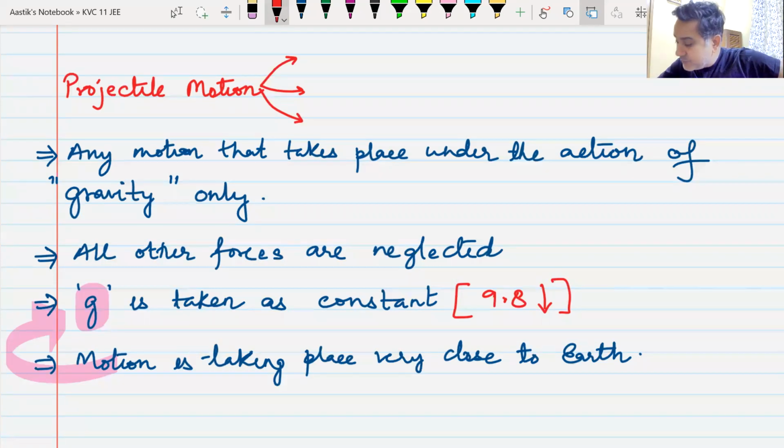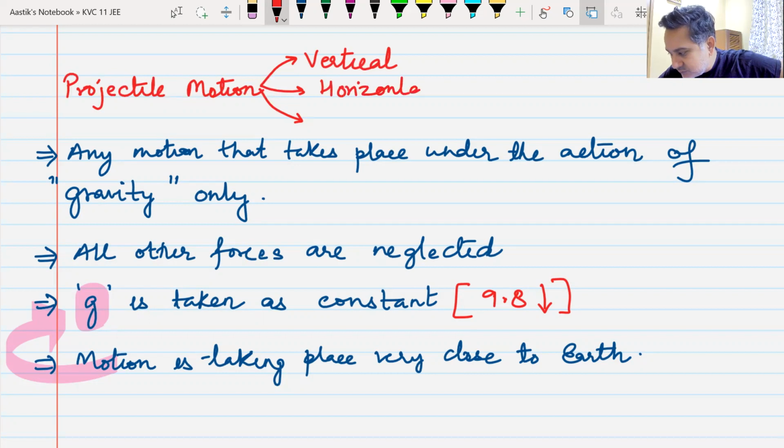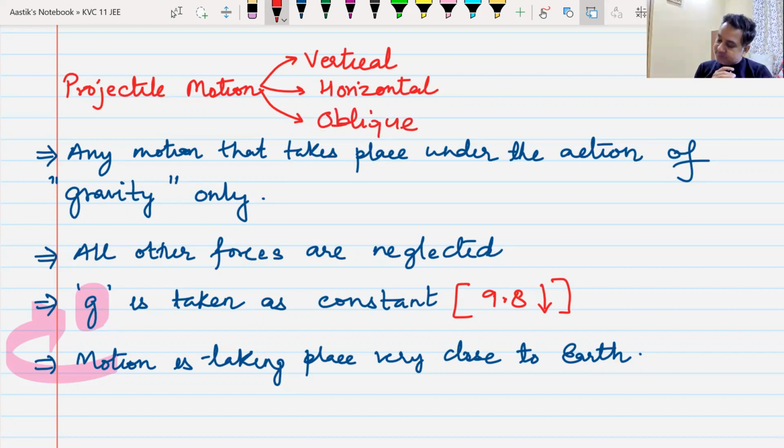The first type of projectile motion is what I call vertical projectile. If one is vertical, what is the second type? The second type would be horizontal projectile motion. The third one is known as oblique projectile motion.